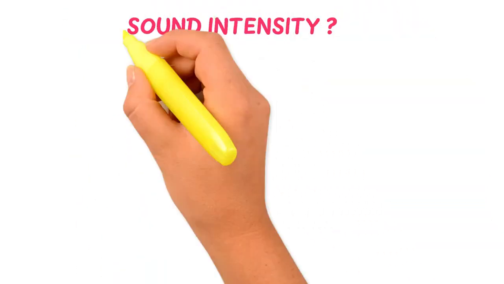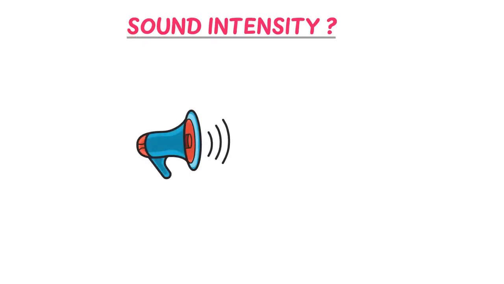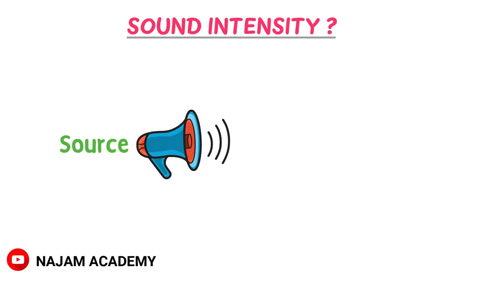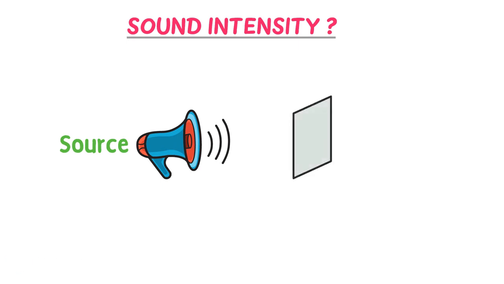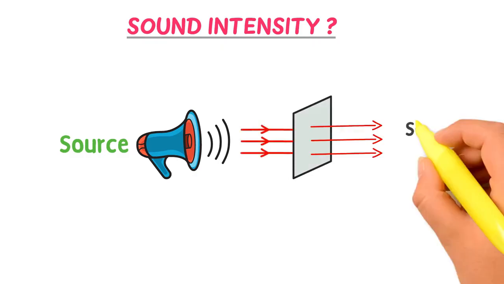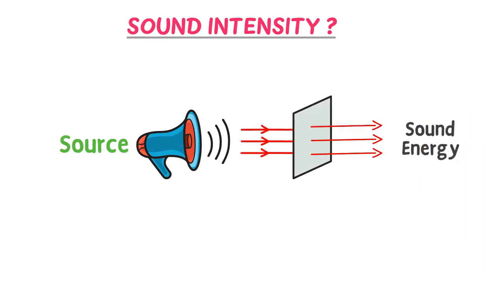Firstly, let me teach you what sound intensity is. Well, consider a source producing some sort of sound. We know that sound spreads over a larger and larger surface area as it moves away from the source. Now let's consider this sheet. Sound waves or sound energy can hit or pass through this sheet. Let the area of this sheet be 1 meter squared.